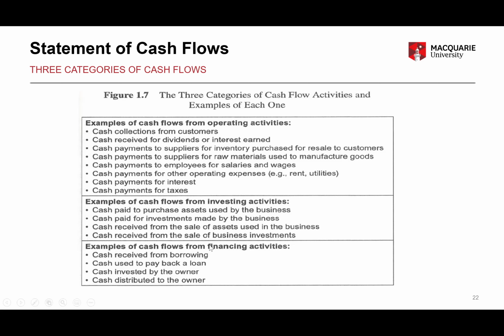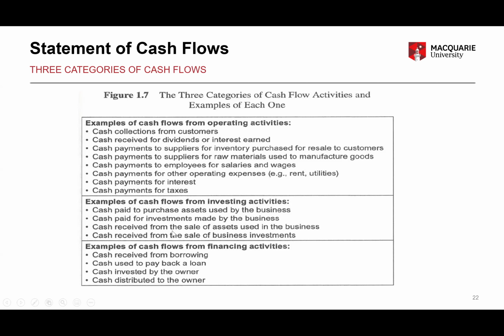Then we have cash flows from investing activities. So this is going to be things like purchasing long-term assets or selling long-term assets or paying for long-term investments, right? Or selling business investments. So these are all about long-term assets, buying and selling them.